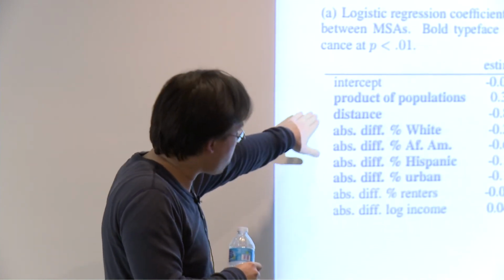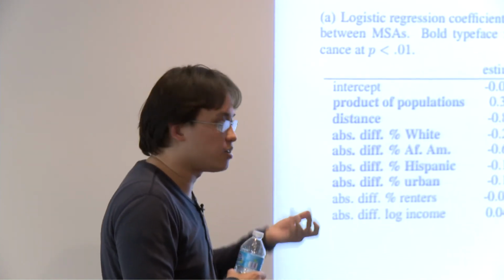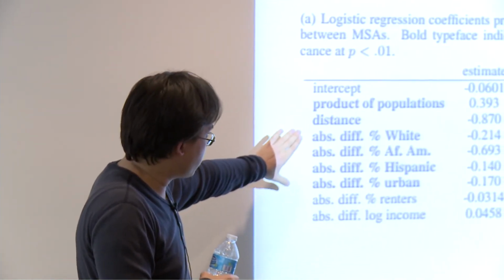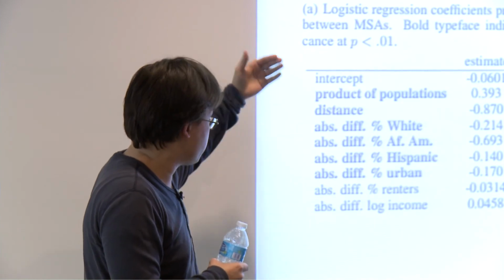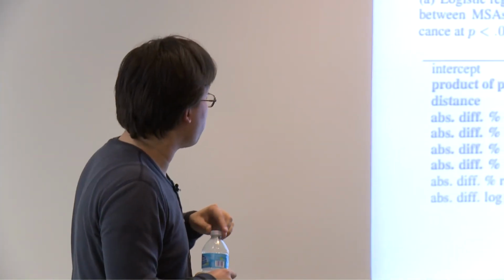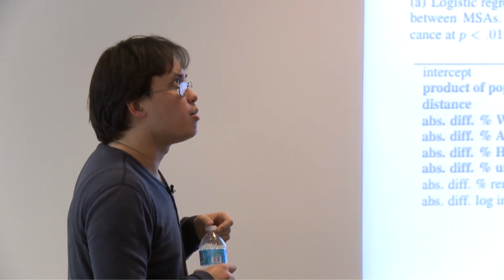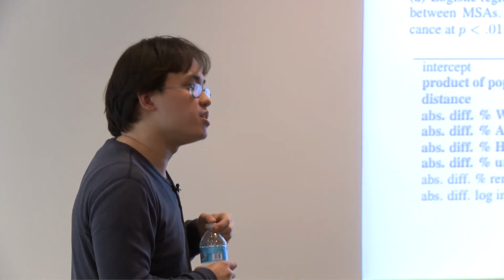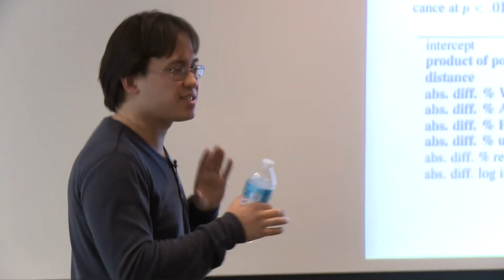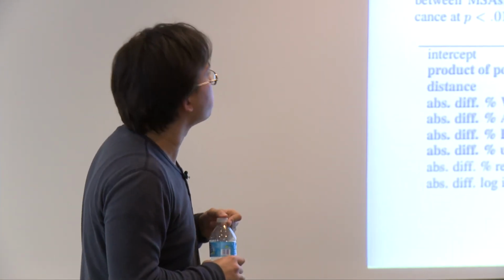Distance is inversely correlated, so places that are close together tend to transmit more. There are also effects for the absolute difference in various demographic variables: percentage of white population, African American, Hispanic populations. Also a variable on percent urbanization for this metro statistical area. There's some variation on that, so this is a rough urban versus rural measure.